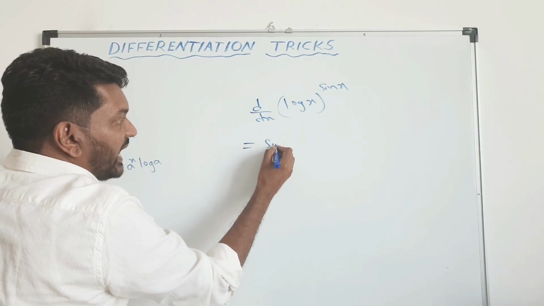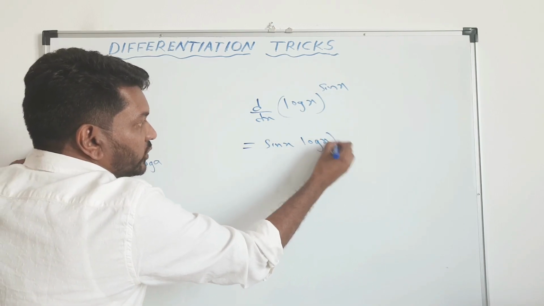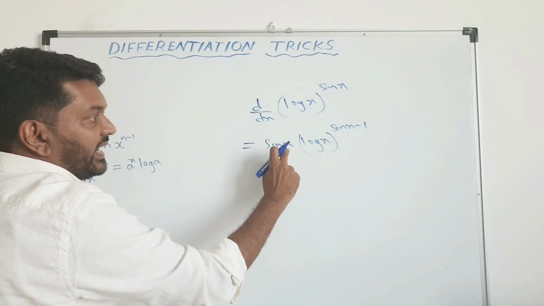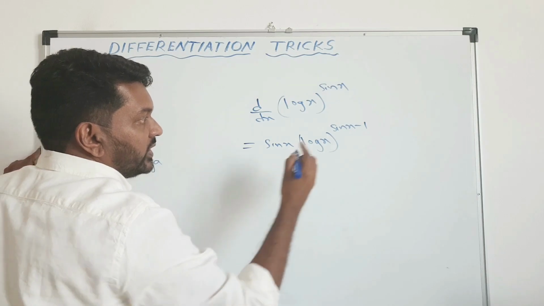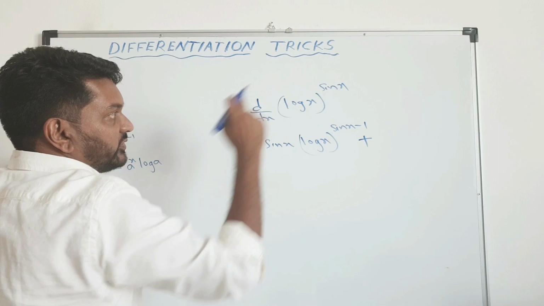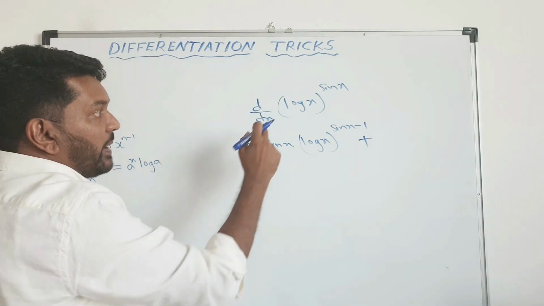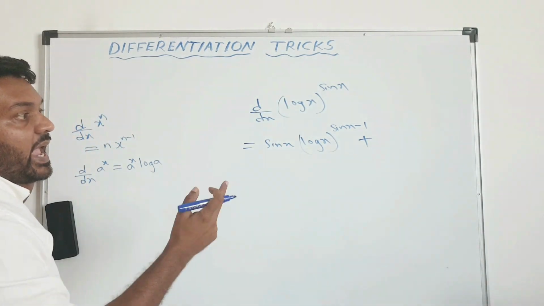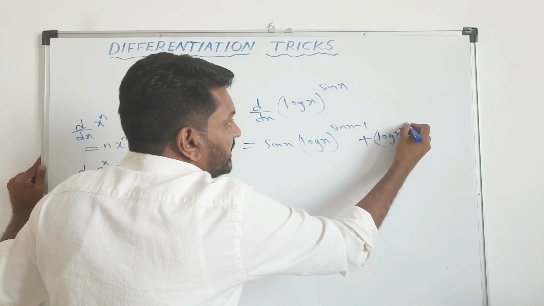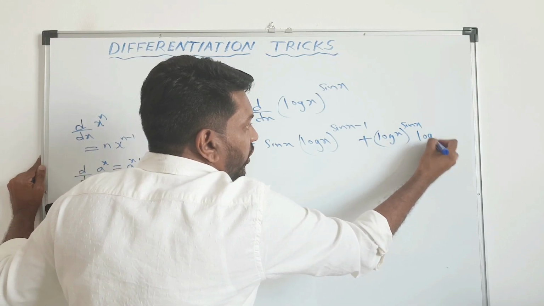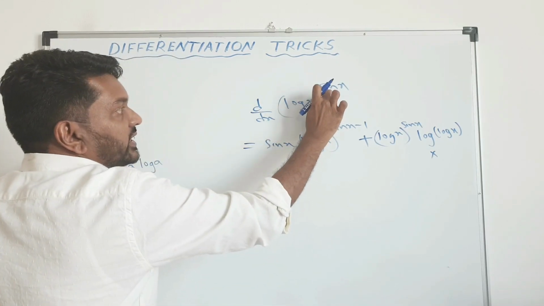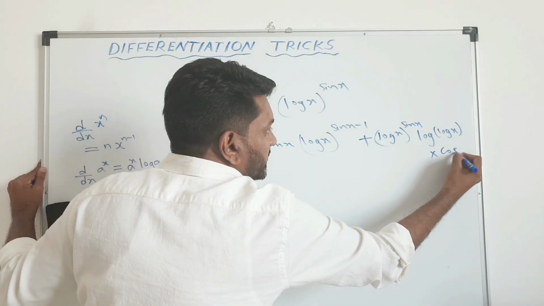So it will become sin x into log x to the power sin x minus 1. It became the n x power n minus 1 formula form. Now plus, consider base as constant and power as variable. So it is in the form a power x. On differentiating that, a power x into log a. So it will become log x to the power sin x into log a, means log of log x. Into, you have to differentiate this using chain rule, which is cos x.